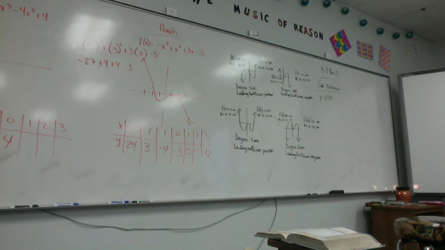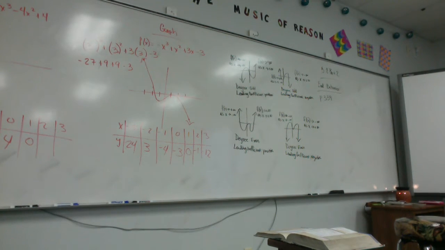Now plug in a 1. 1 to the 4th is 1. 1 cubed is 1, times negative. 1 squared times negative 4 is negative 4. And then plus 4, what happens? So that's 0. Beautiful. So I have a question. For all these, will 1 always have 0 next to it? Not necessarily.